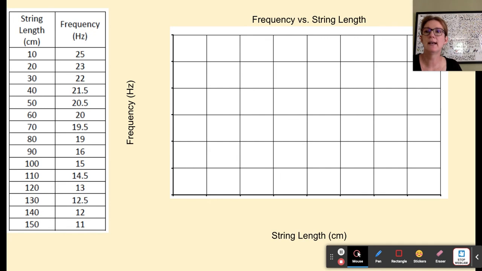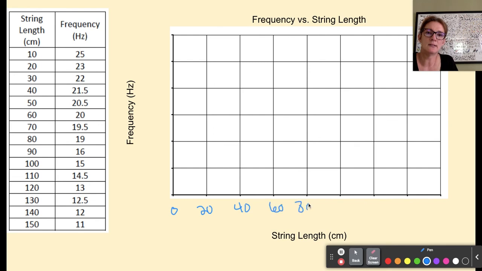All right, so for the x-axis, we've got string lengths from 10 centimeters all the way up to 150. And what you should do is look at how much space you have. I've got 1, 2, 3, 4, 5, 6, 7, 8 divisions on this grid. Sometimes this is a little bit trial and error, but 0 to 150, what happens if we label each by 20? 20, 40, 60, 80, 100, 120, 140, 160.